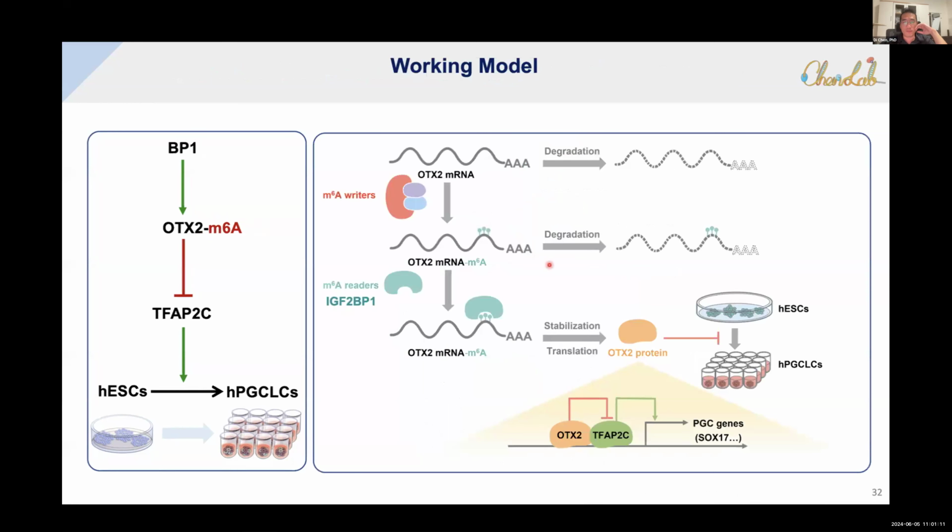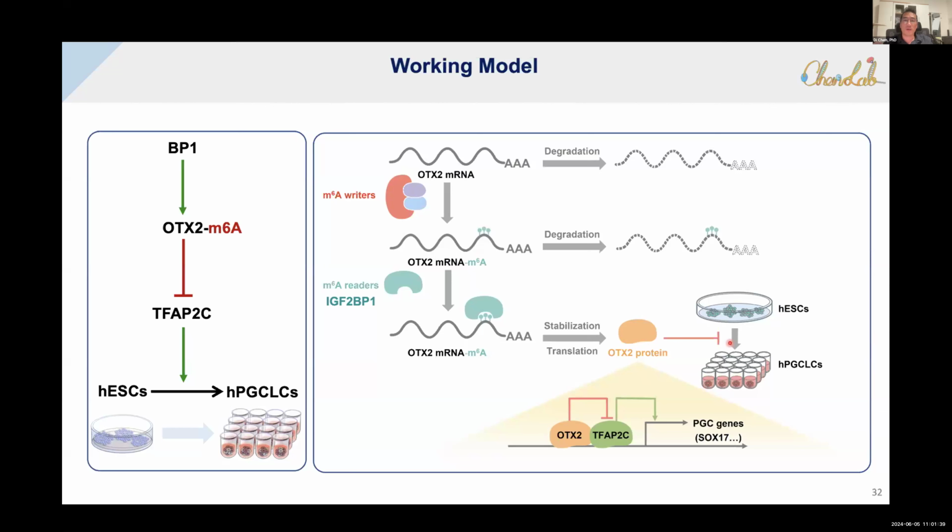So this is our working model: OTX2 is modified by M6A and recognized by the M6A reader IGF2BP1 to stabilize the RNA, and in this case, the OTX2 protein can be expressed, and OTX2 protein will suppress the function of TFAP2C to suppress the induction of the human germ cells. And I think this braking system is important.